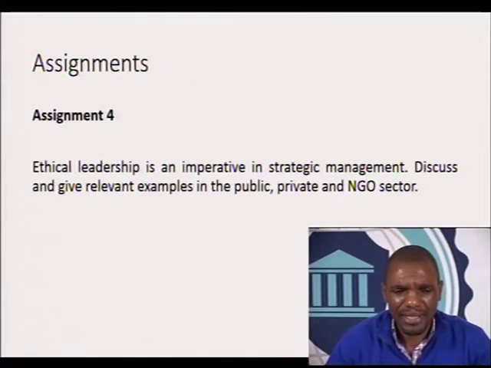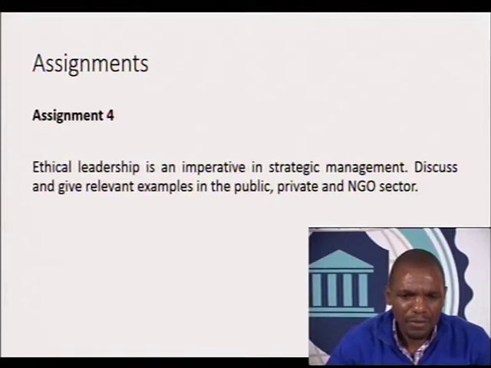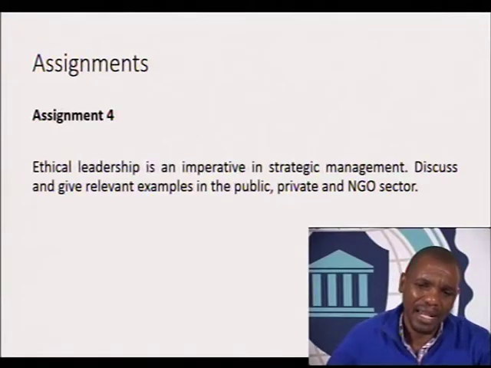Because what happens is that when leaders behave and live ethically, organizations, agencies, ministries are run effectively and efficiently, and that way people are able to access goods, quality goods and services at the end of the day. So you have to discuss your assignment in line with that.